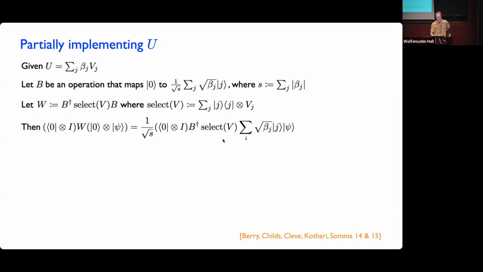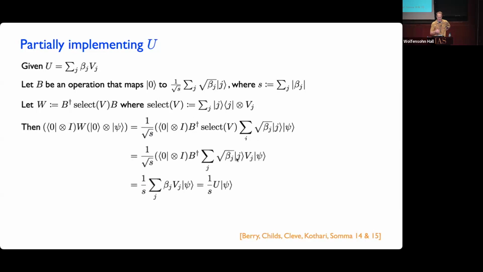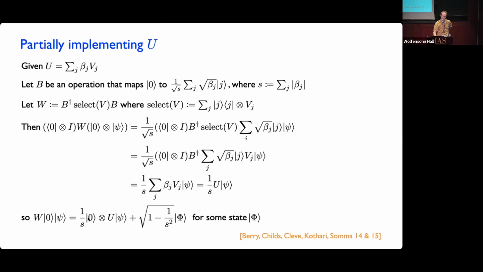You can do a little calculation, and in the interest of time, we don't have to step through it slowly. But what you can find is that if you do this, what you get is exactly 1 over s times the unitary applied to psi. What that means is that W is implementing U in the sense that there's this register flagged by 0 where we apply U to psi, but only with an amplitude of 1 over s. That's this normalization factor. And then there's going to be some other orthogonal term in the superposition.